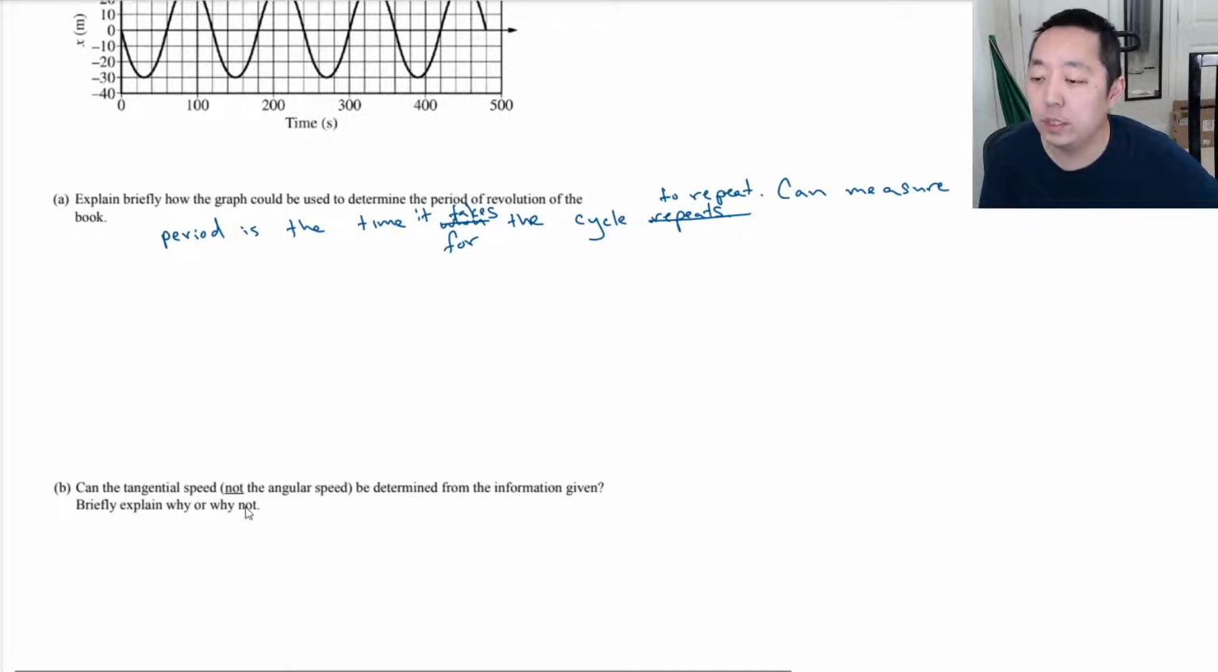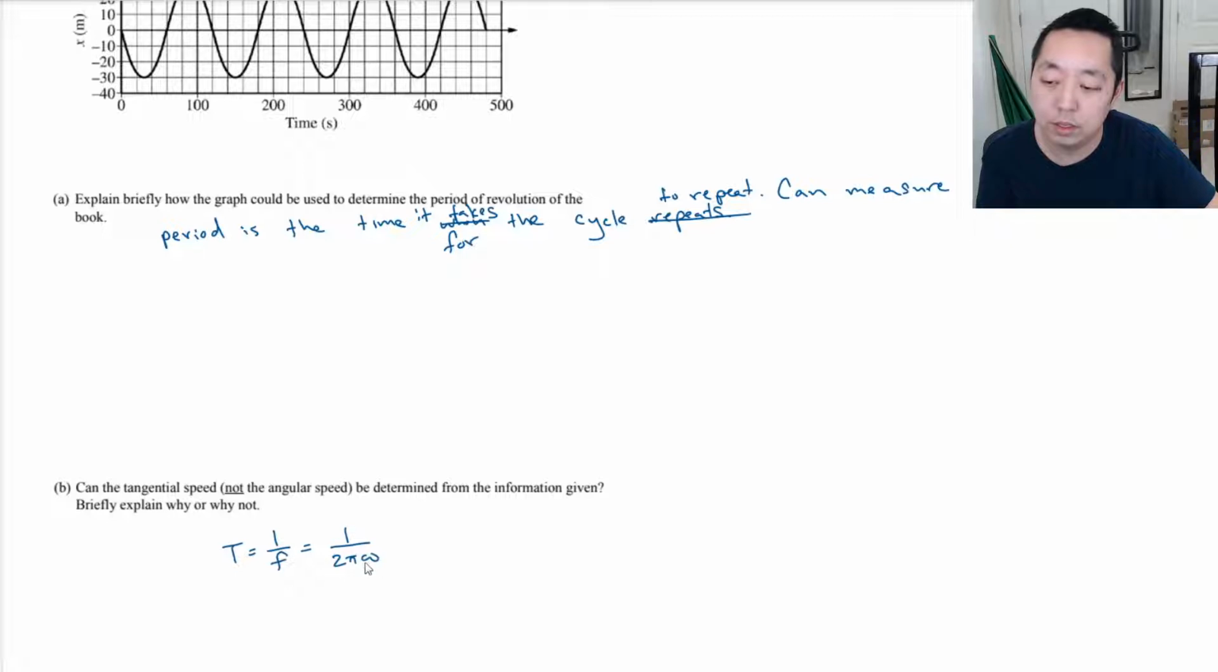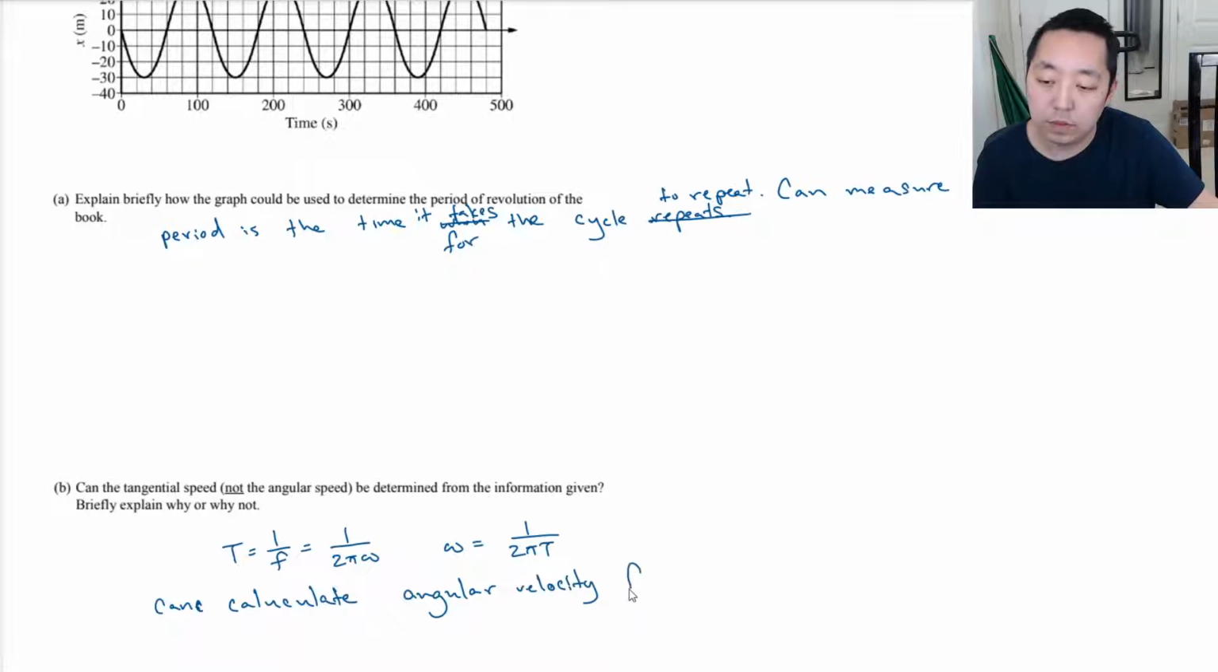Can the tangential speed, not the angular speed, be determined from the information given? Briefly explain why or why not. Well, you can extract it from the period. Period is 1 over f, and f is omega over 2 pi. So you can calculate the omega from the period. Okay, so in words you could say you can calculate angular velocity from the period.